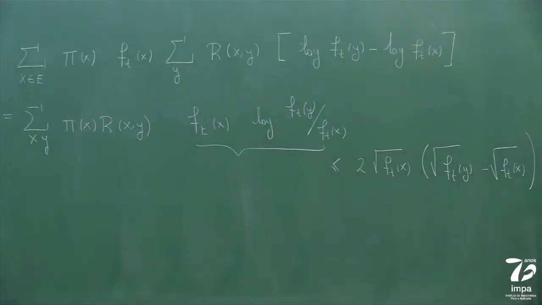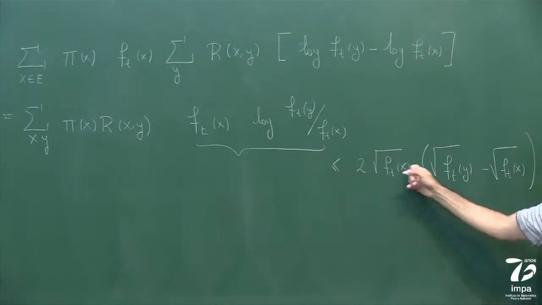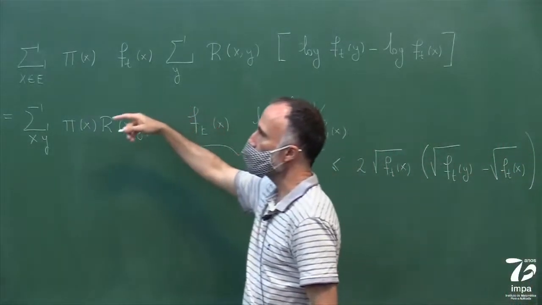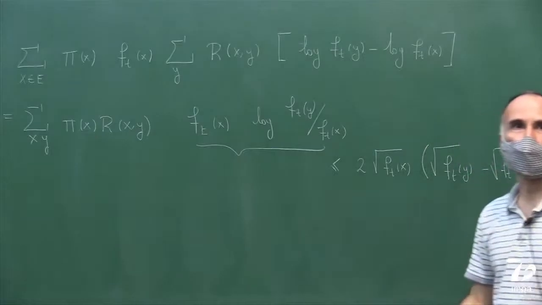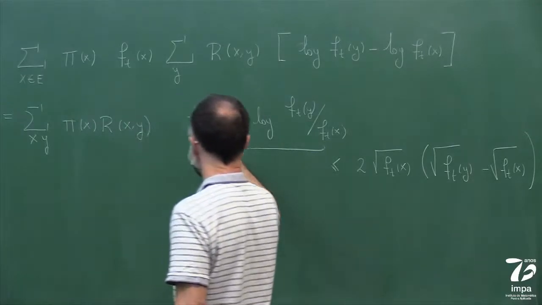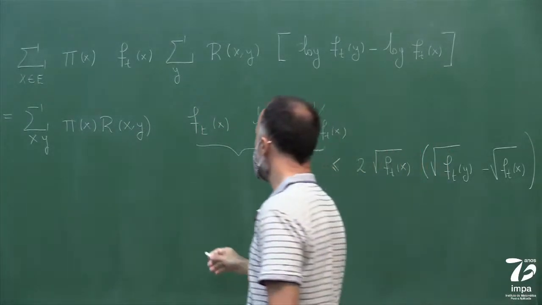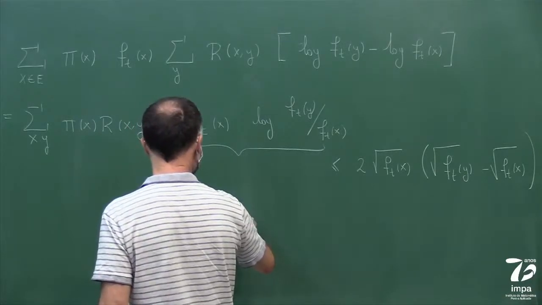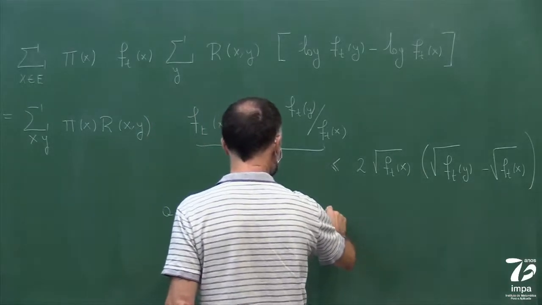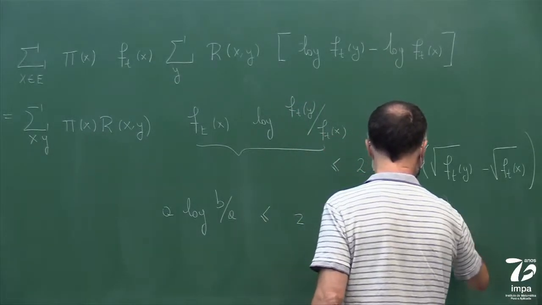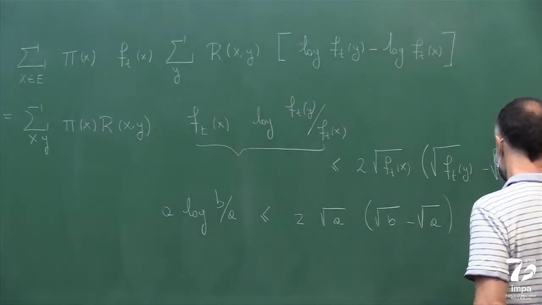So I want to prove that this inequality holds for all x and y, for all f_t(x), f_t(y). Mind that f_t is strictly positive. Right? f_t is the Radon-Nikodym derivative, so it's a strictly positive expression. So what I need to prove, let me call f_t(x) a, f_t(y) b. So what I need to prove is that a times log(b/a) is bounded by 2 times square root of a, times square root of b minus square root of a, for all a and b positive.